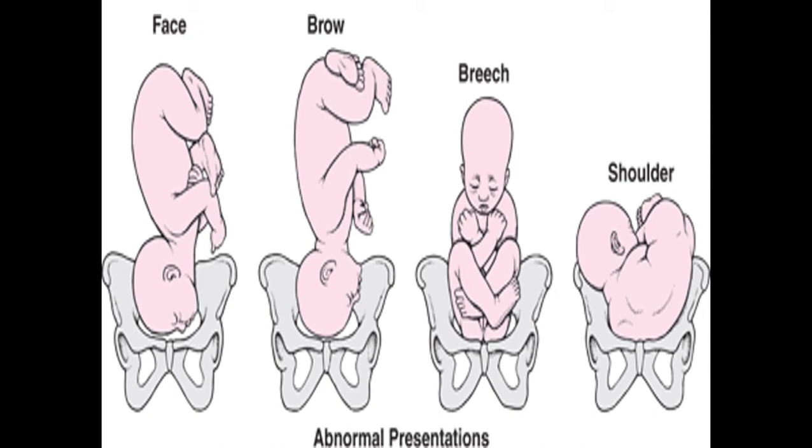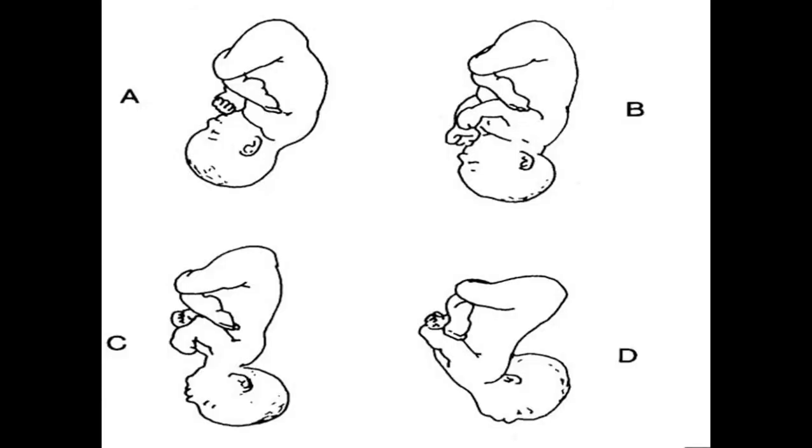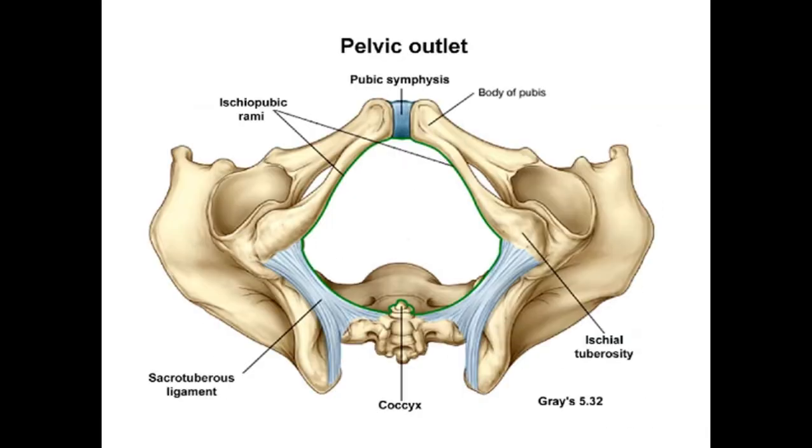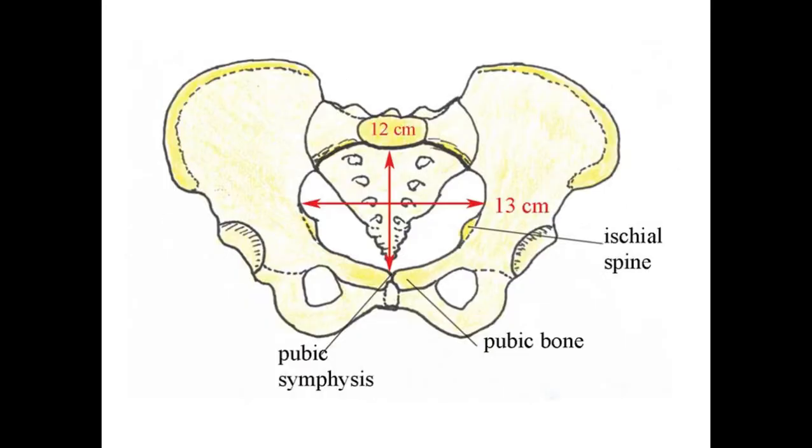If the sacrum is directed anterior to the symphysis pubis, we have sacroanterior position. If the sacrum is directed lateral, we have right sacrotransverse position and left sacrotransverse position. But sometimes it will not be directed exactly. Look here at the female pelvis: if the sacrum is directed to the sacral promontory, it will be sacroposterior position.